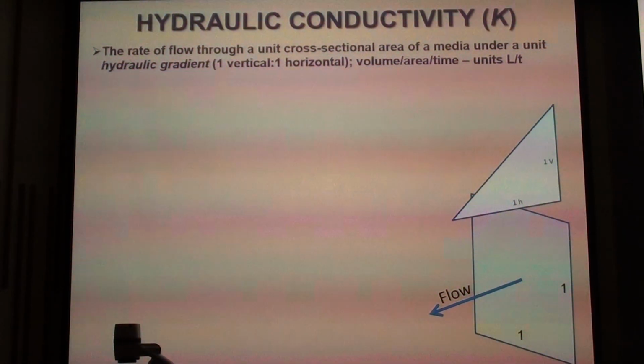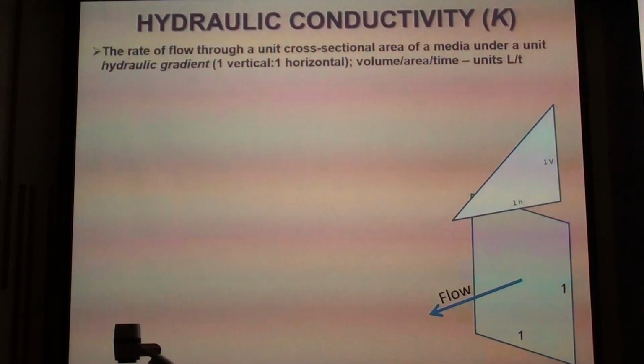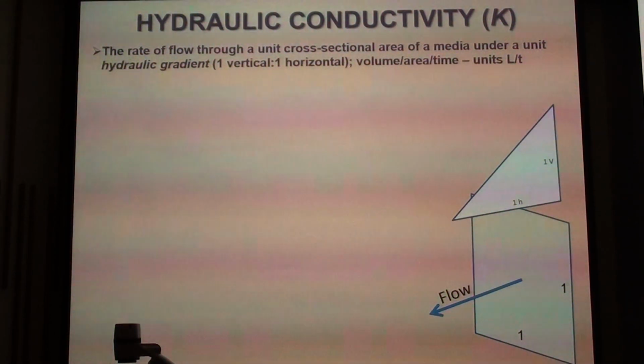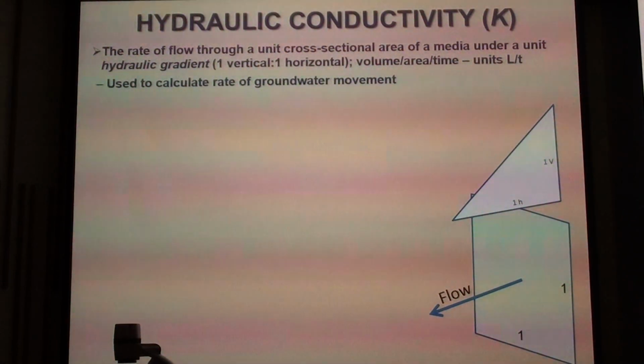It's one of those things that you really need to quantify about an aquifer. It's going to tell you whether the aquifer will be able to provide the amount of water you need from it, or whether it will not be able to, and will just sort of die. Very important when you're designing water wells. But you have to calculate the rate of groundwater movement.